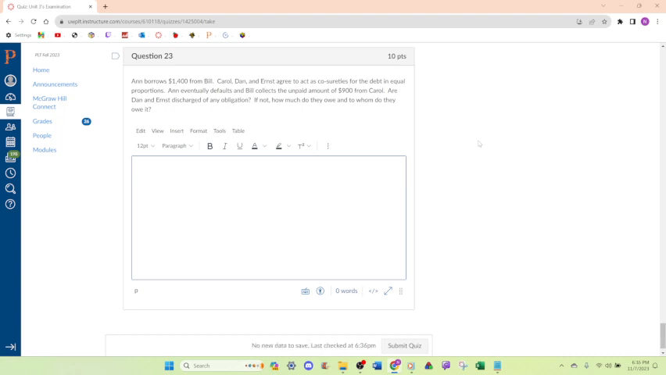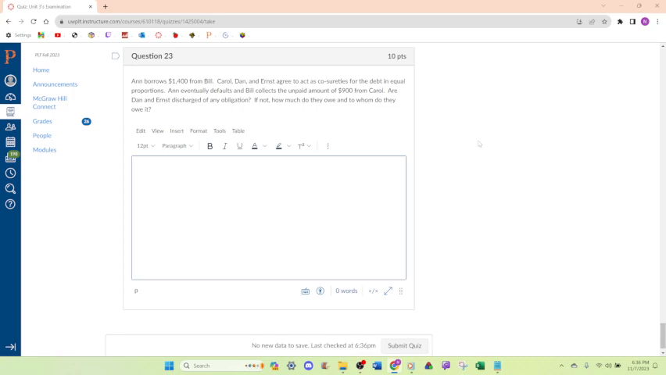And borrows $1,400 from Bill. They agree to act as co-sureties for the debt in equal proportions. So that is a key fact that was not shown in that one question. The one question was like, one of the co-guarantors refused to pay, so the other one then paid. And eventually defaults. So this one is interesting.